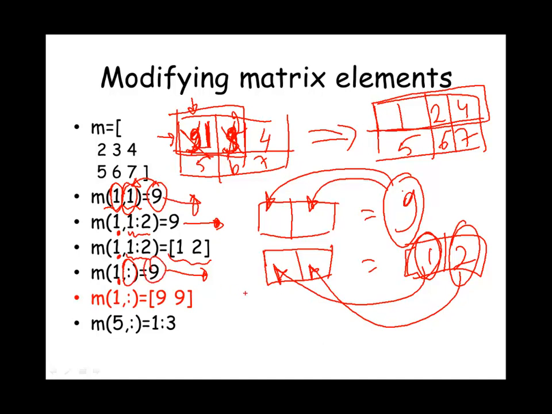And we will be storing number 9 in each of these elements. So 1 will be replaced with 9, 2 will be replaced with 9, and 4 will be replaced with 9.